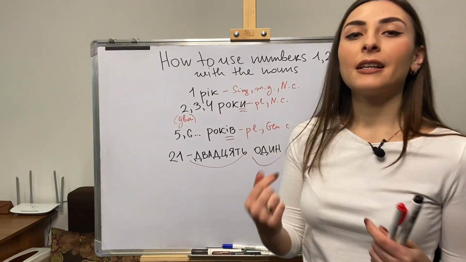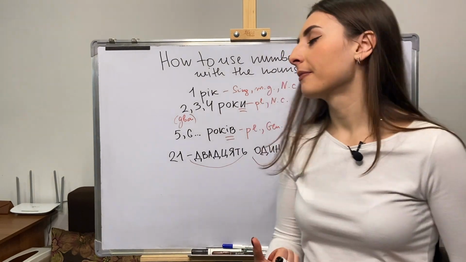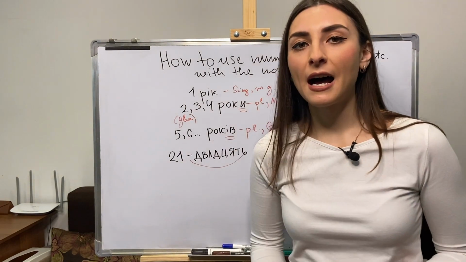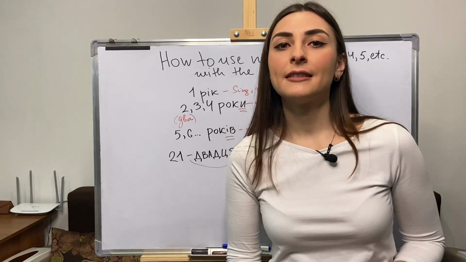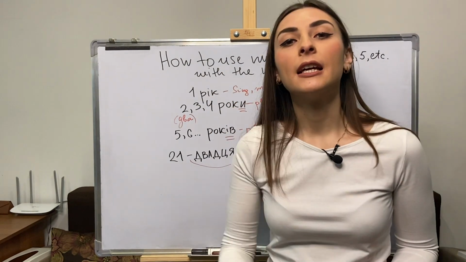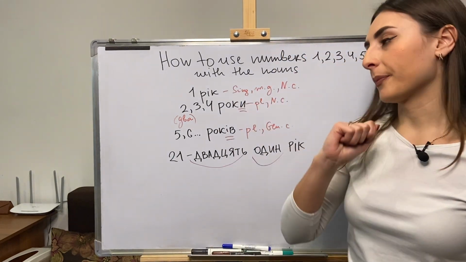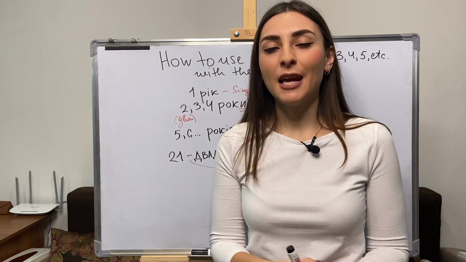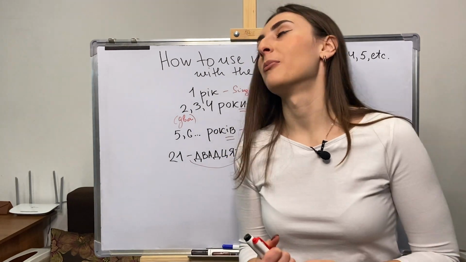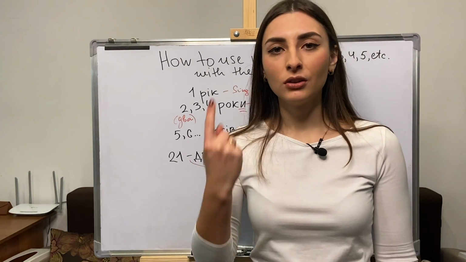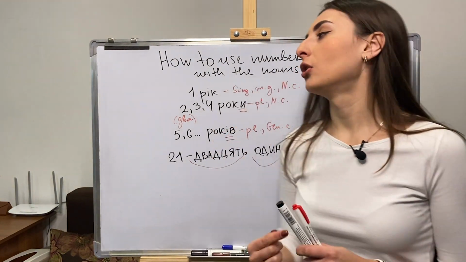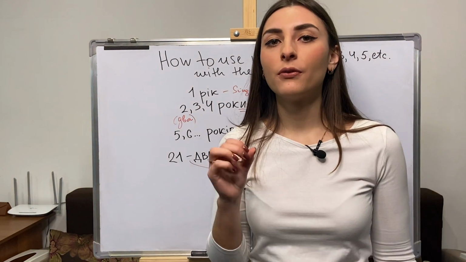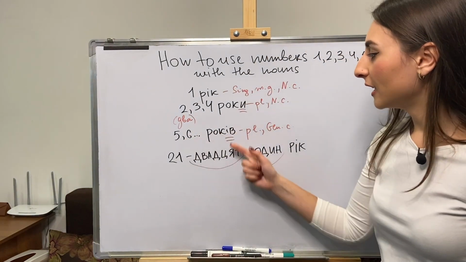The same like 31 рік, I'm 31. 31 рік, 32 роки, 33 роки, 34 роки, 35 років. The same about other words. For example, $1. 2, 3, 4 долари, 2, 3, 4 dollars. 5 доларів.